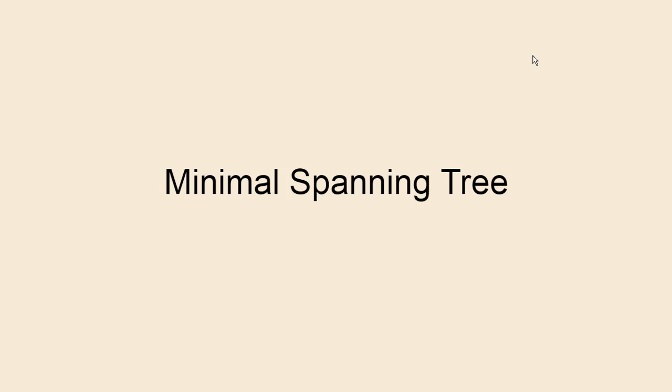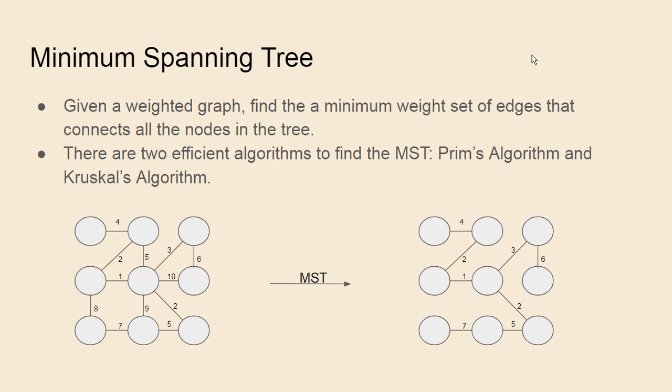The second topic we want to cover in this lecture is the minimum spanning tree. Given a weighted graph, that means every edge has a weight associated with it. We want to find a minimum weight set of edges that connect all the nodes to form a tree. Essentially we want to connect everything together, and we want the total edge weight to be minimum. Assuming that the weights are positive, this must be a tree, because if we have more edges than a tree, we can always remove one and still have everything connected. This is known as the minimum spanning tree.